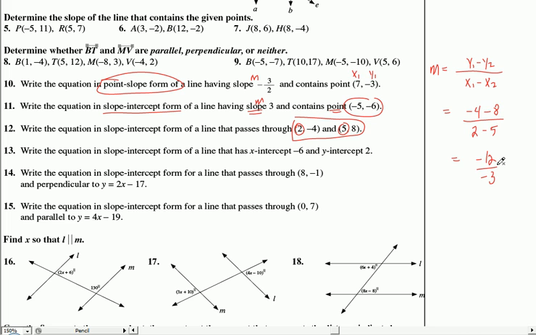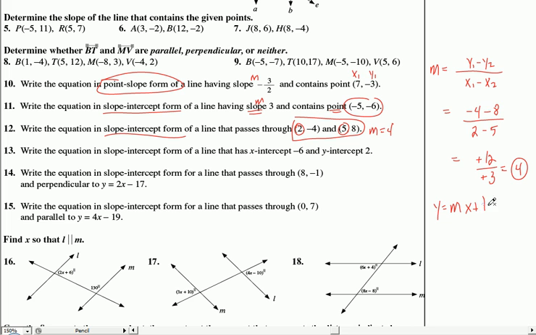Do we leave it like that, though? No. First of all, what's a negative over negative? It's positive. And what's 12 over 3? It's positive 4. Okay? Now, that's not your answer. That's your what? That's your slope. Now, what do we want to do? Yeah, we got to do that slope-intercept form thing. Okay? So we got to make it look like this. Y equals mx plus b.